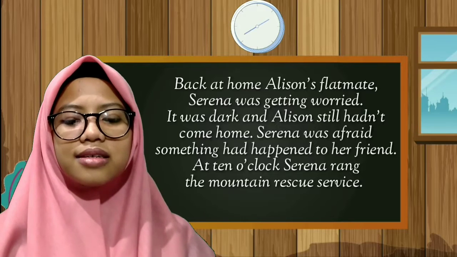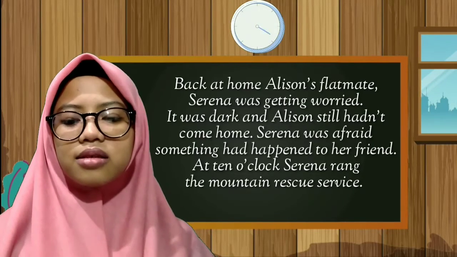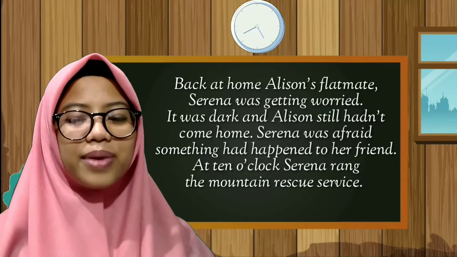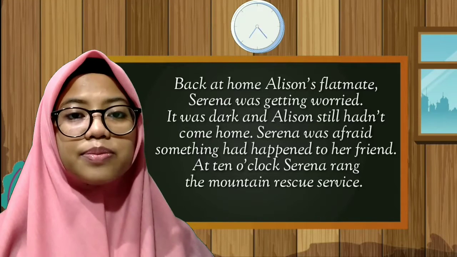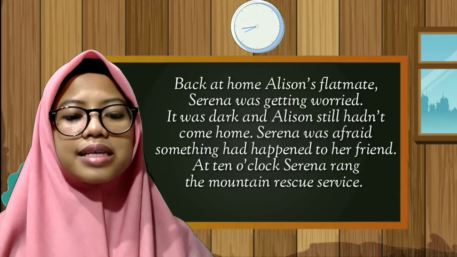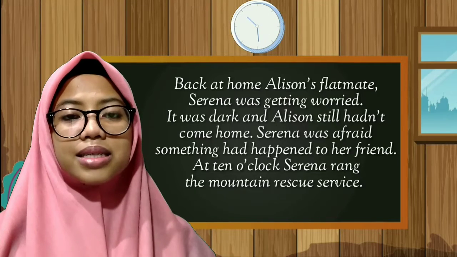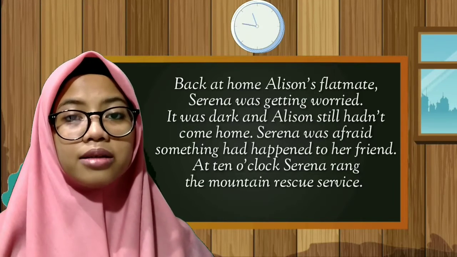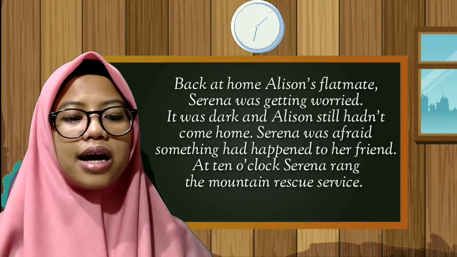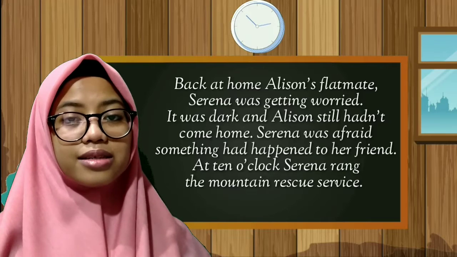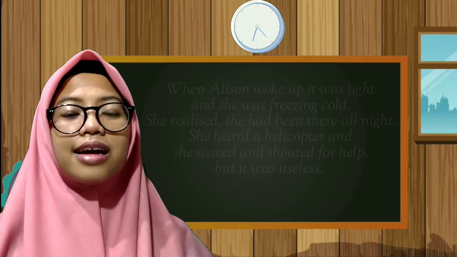The sentence "Serena was getting worried" is past continuous tense. "It was dark" is past simple. "Alison still hadn't come home" is past perfect tense. "Serena was afraid" is past simple. "Something had happened to her friend" is past perfect tense. "Serena rang the mountain rescue service" is past simple. Okay, next paragraph.